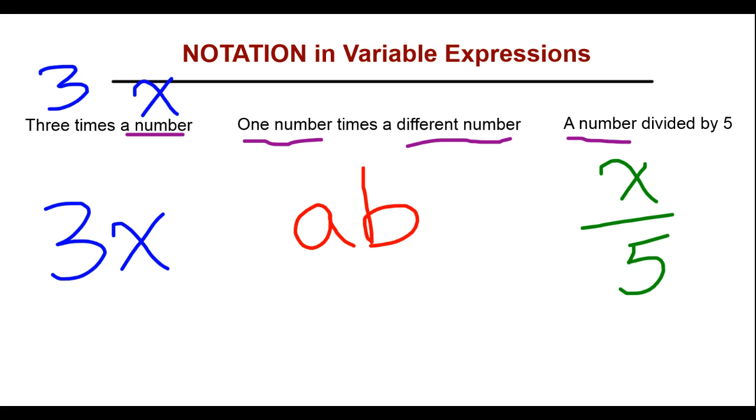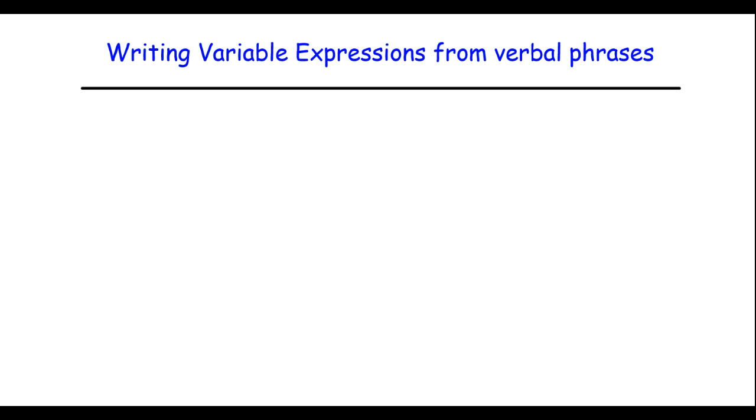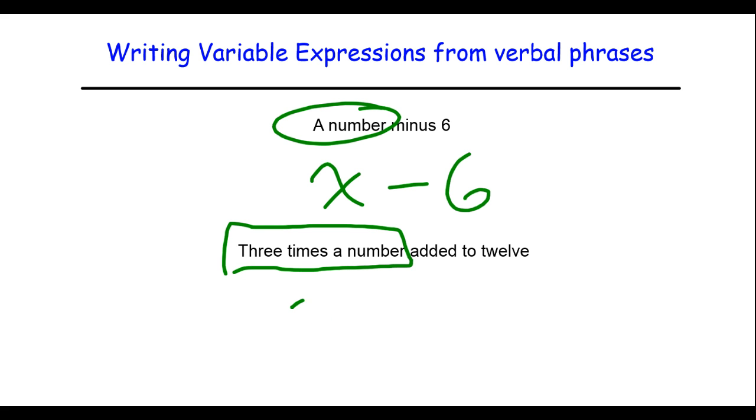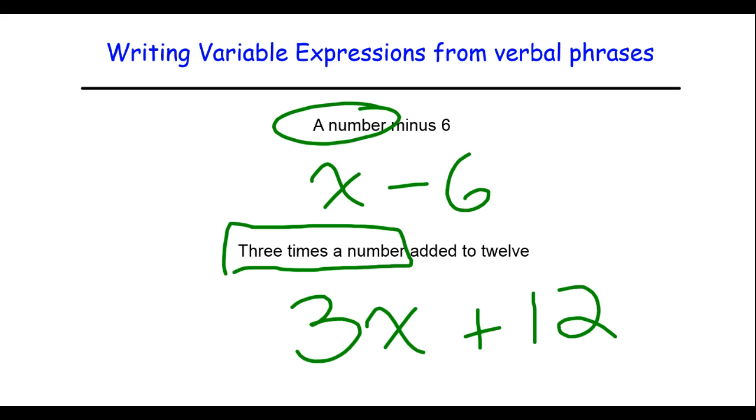So 2 things we can do with variable expressions from the get-go. First is we can write them from verbal phrases. We've been doing that when we talked about notation. Things like a number minus 6, literally left to right, a number minus 6. And that's all we got. 3 times a number added to 12. Notice that it's not 3 times a number plus 12 in parentheses because there are no parentheses there. It's just 3 times a number all added to 12.